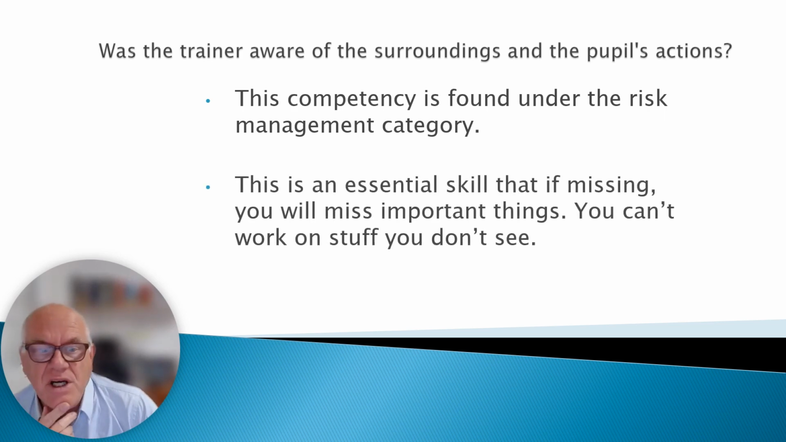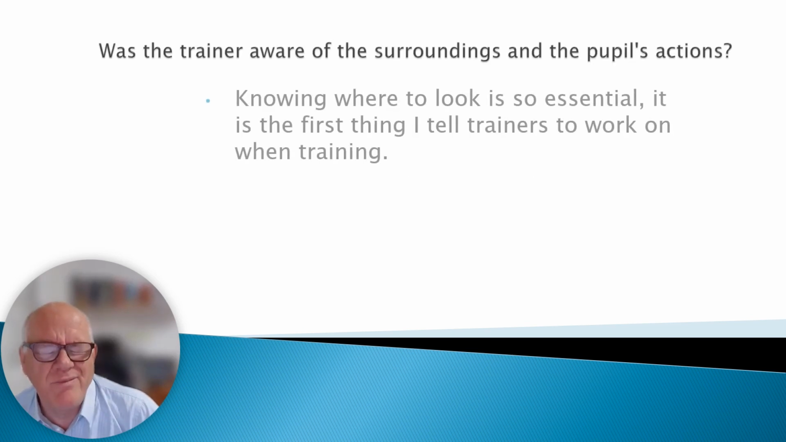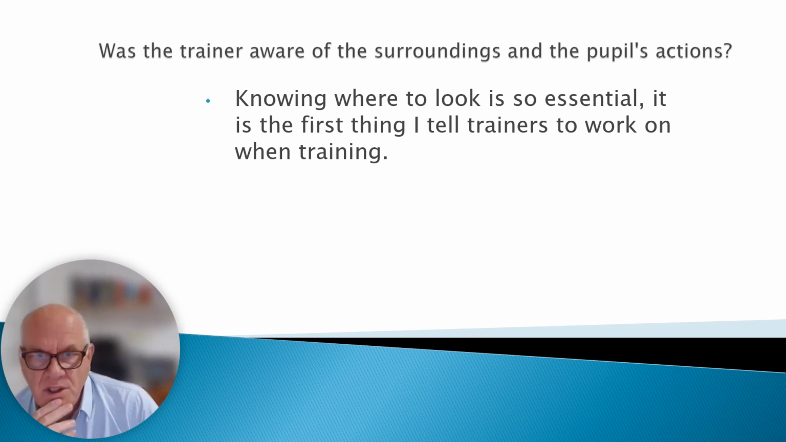It is an essential skill. If missing, you will miss important things. You can't work on stuff you don't see. So that includes things of what is your pupil doing, what is going on in the car, but also what is going on outside the car. And I tried to think about this. What are the biggest problems? And I'll come up with some of the things I found.